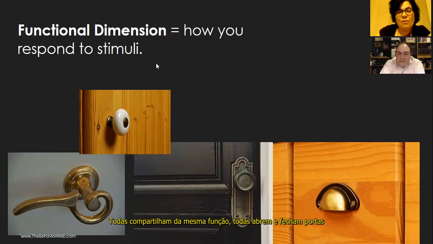So they all share the same function. They all open doors or close them. Even though they don't share the temporal dimension, they don't share the formal dimension, they do share the functional dimension that makes them part of the same stimulus class.